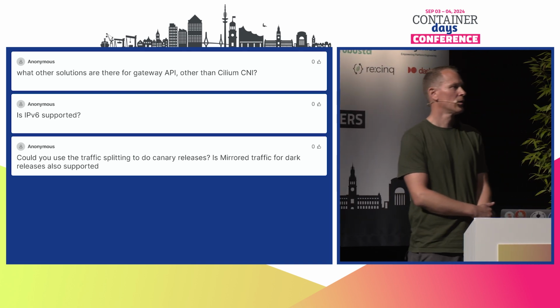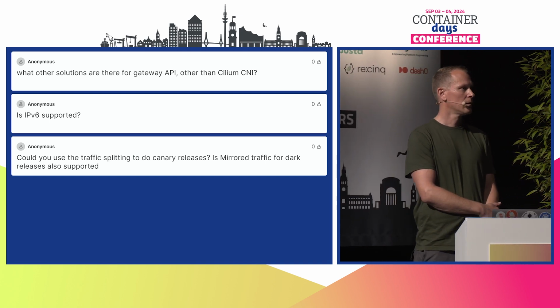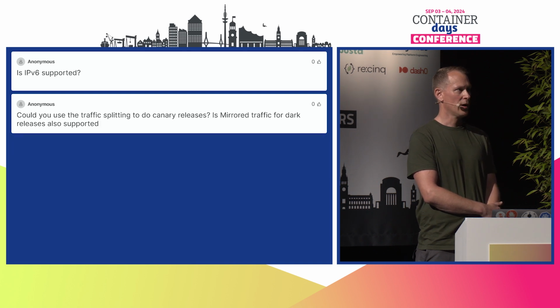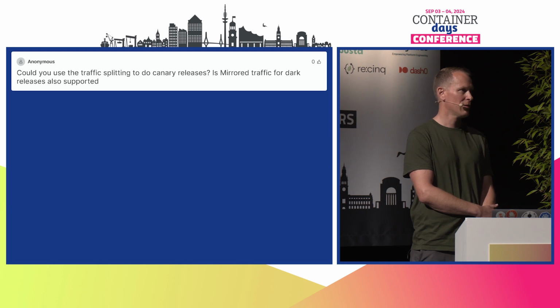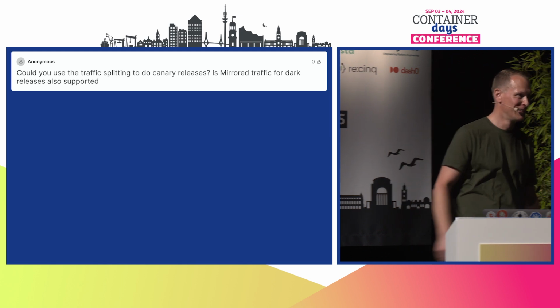Could you use the traffic splitting to do canary releases? Is mirror traffic for dark releases also supported? I'm not sure about this one. I think so, but I'm not 100% sure, so I'd maybe like to skip an answer here.